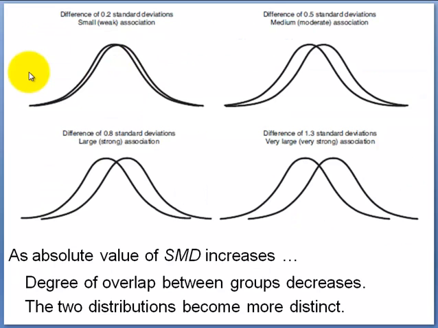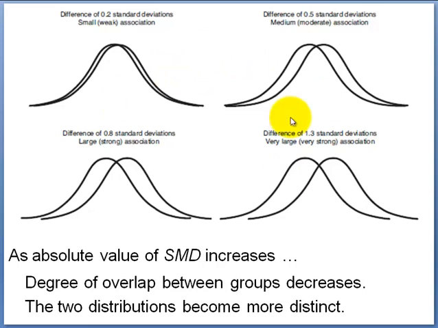This slide presents graphically standardized mean differences that correspond to the 4 sizes depicted in the prior slide. So here is a figure in which the mean of the larger group exceeds that of the smaller group by 2/10 of a standard deviation.